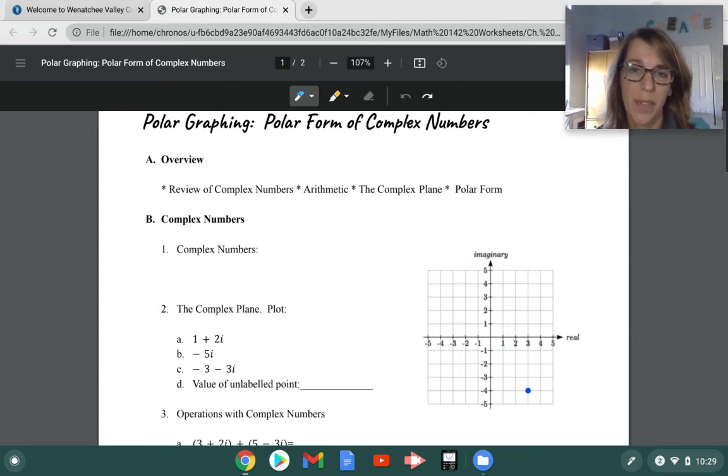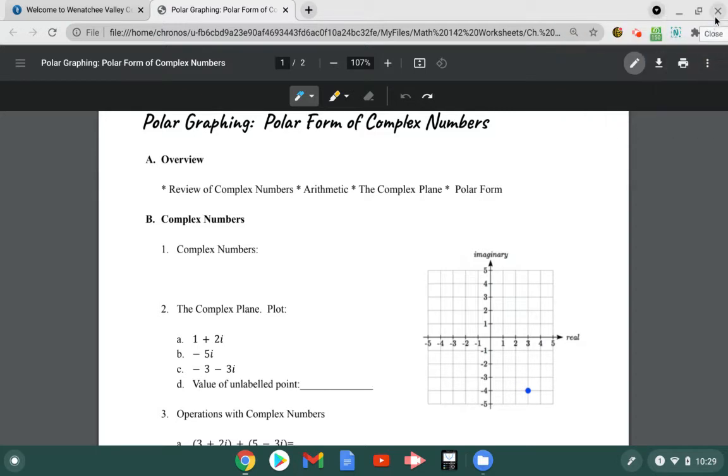We're going to start off by reviewing the complex numbers and taking a look at the complex numbers in the complex plane. After this review, there's going to be a second part to this video that will go through the polar form of complex numbers. Let's go ahead and start working our way through the review of complex numbers.